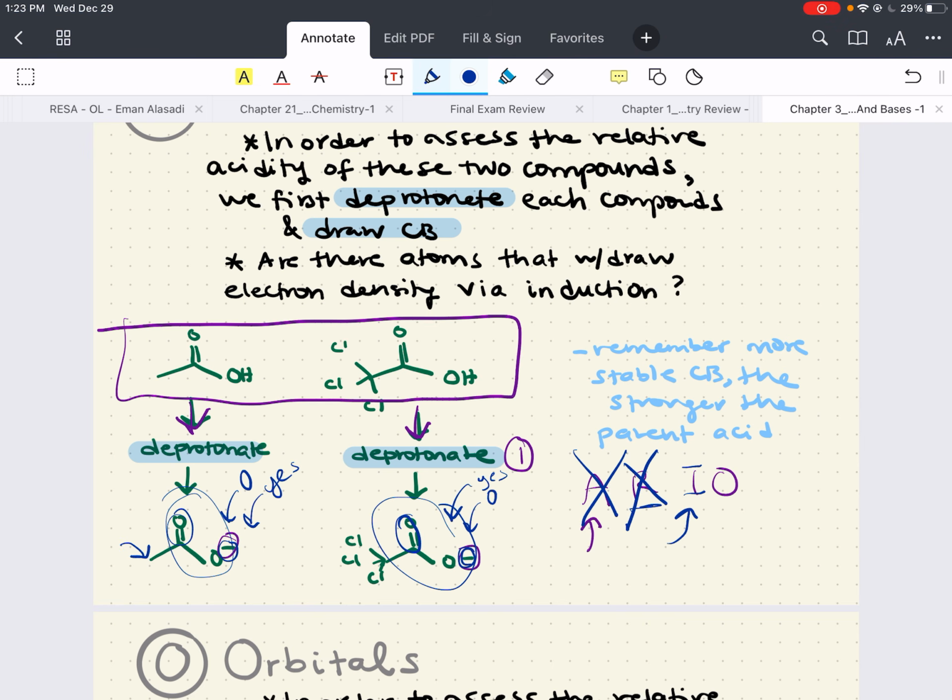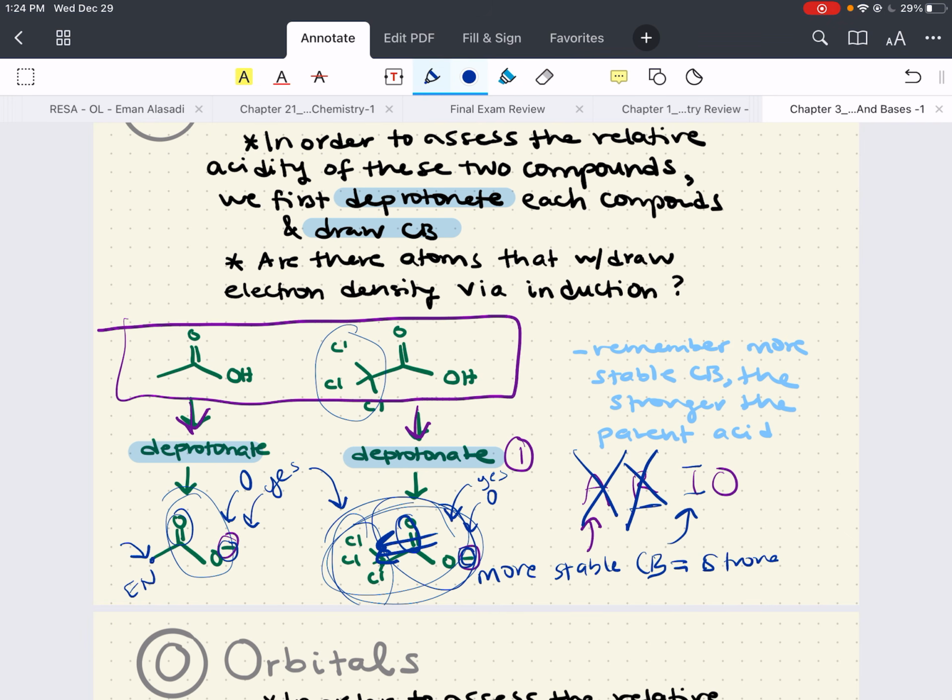If we look to the side here, there are no electronegative atoms. There's just carbon here. But if we look at this other molecule, it has 3 chlorines, which are very electronegative. What that means is that those chlorines are going to withdraw some of the electron density near those chlorine atoms. And that's going to make this molecule as a whole more stable. So this is the more stable conjugate base, which means it's also the stronger acid when it is protonated.